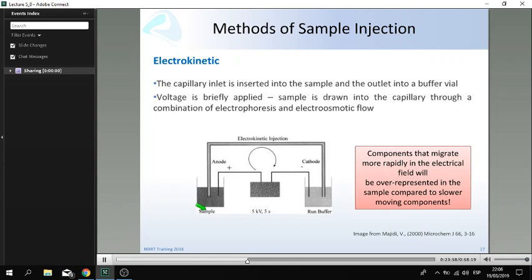This is not an ideal method, because you can imagine that components that migrate more rapidly in the electrical field will be overrepresented in the sample compared to slower moving components. Once you apply voltage, with the cathode on the other side, everything positively charged will jump from the sample into the capillary much more readily and quickly than anything negatively charged. So you can overrepresent positively charged components, for example, and get false results.